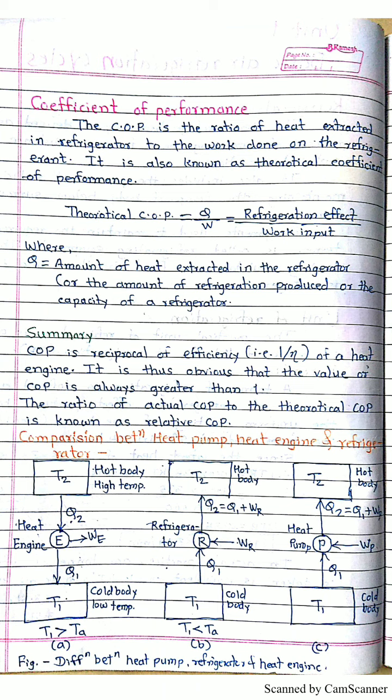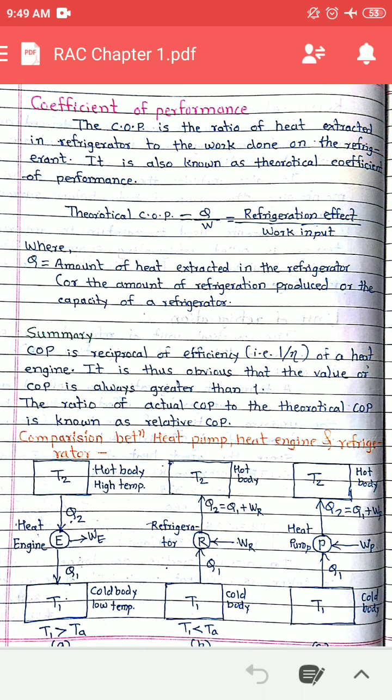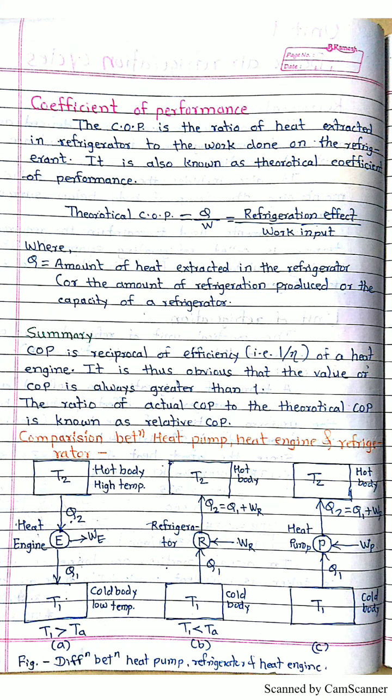So what are we writing? The COP is 1 upon 0.5. What is the answer? 2. So in an obvious case, the COP of a refrigerating system is always more than 1.